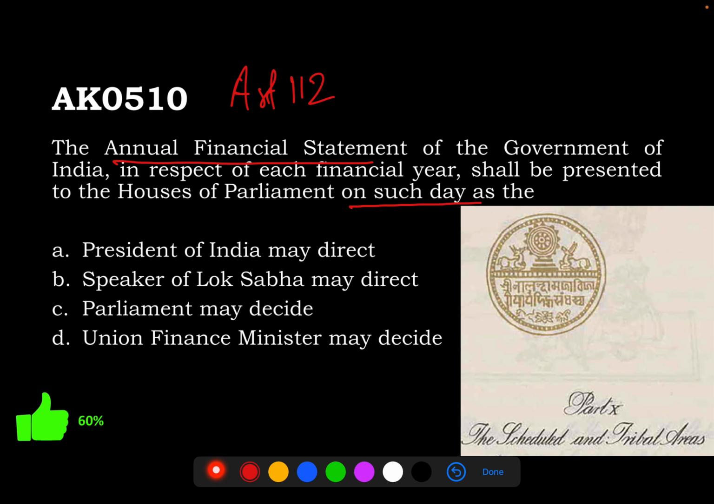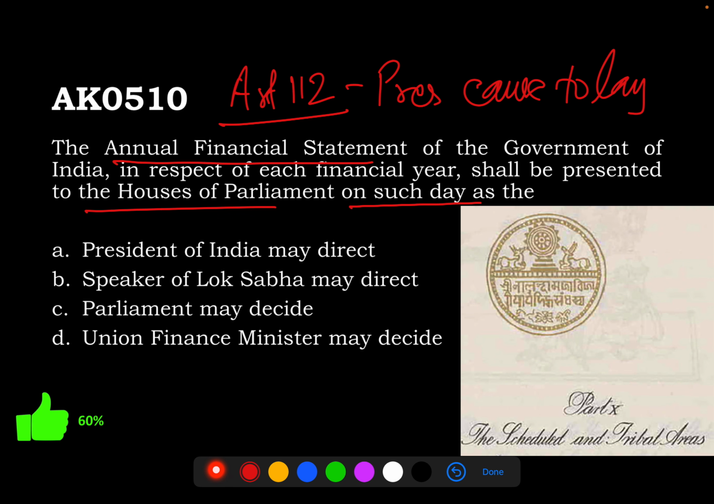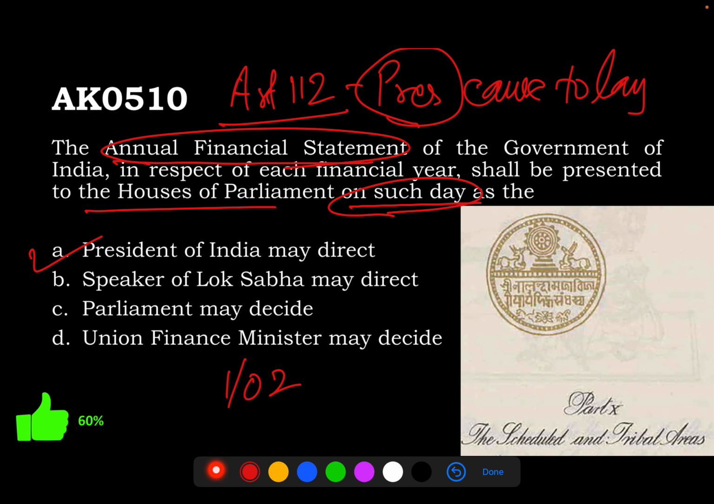This is Article 112 of the Constitution, which requires that the President shall cause to lay. President doesn't have to lay himself. President shall cause to lay before both the Houses of Parliament the annual financial statement. So it is the President who is the authority to fix the date. Correct answer is A. Also, we all know that in actual practice, it is now a convention that the budget is presented on the 1st of February. Even if it is a Sunday, it is going to be 1st of February, because this year it was a Sunday.